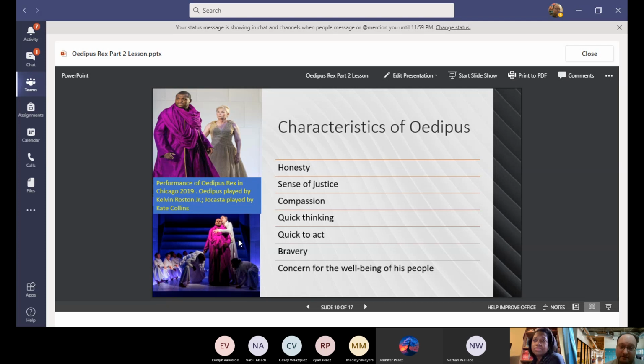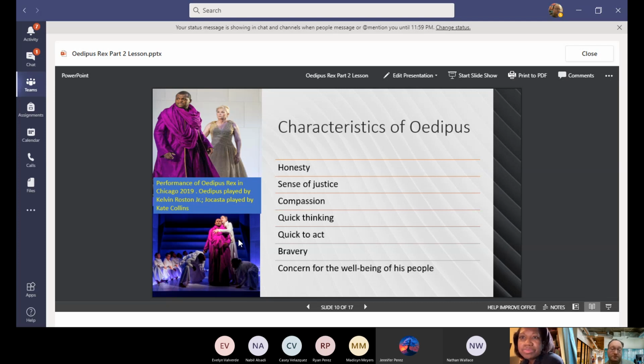But if you look at that picture, look at that Oedipus wardrobe, the purple, which Ms. Bosman, you will know, what is the significance of purple and royalty? Yes, that's definitely a color for royalty. Regalness. Yes, absolutely.